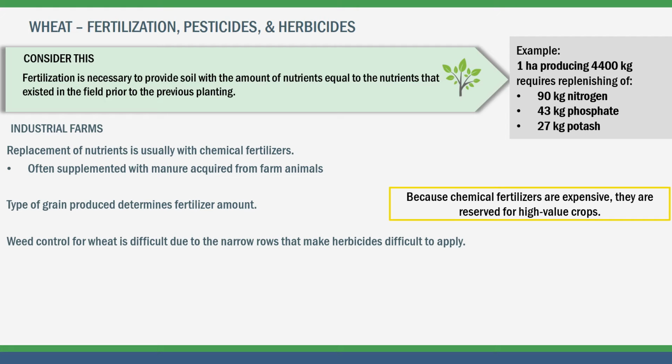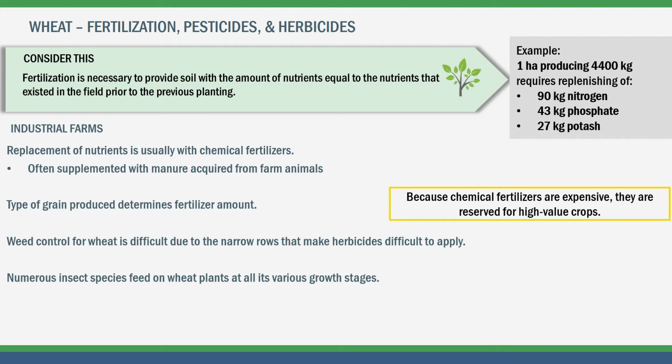Weed control for wheat can be difficult due to the narrow rows that make herbicides very difficult to apply. Tractors or plow animals, whether in conventional or traditional farms, cannot easily maneuver through the rows for cultivation. In traditional farms, where seed beds are broadcast by hand, the plants end up being randomly spaced, and this makes weed control even more difficult to manage.